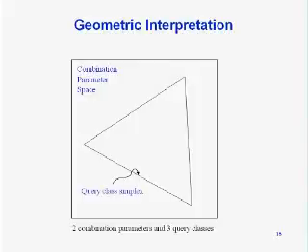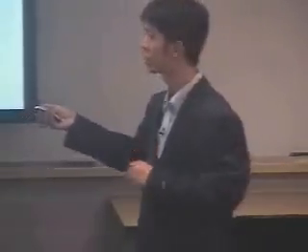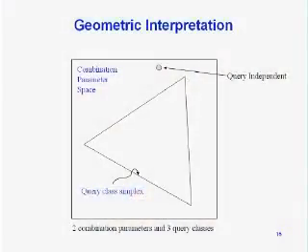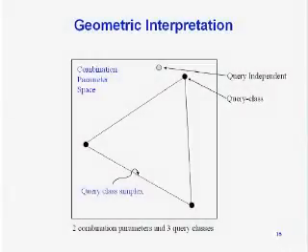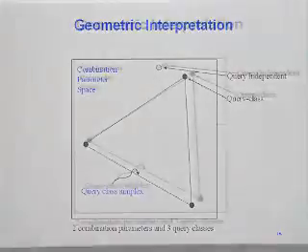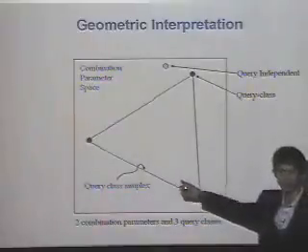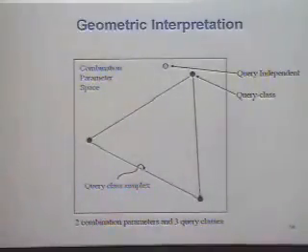So in this graph, I'm trying to visualize the difference between the methods we discussed before. The rectangle here means a space of 2 different combination parameters. And the triangle here means a simplex of 3 query classes. If we are doing the query independent combination, it means we only choose a fixed point in the combination parameter space. And if we are doing the query class combination, we are basically choosing a corner of this query class simplex. So it's not very flexible, but it's a little bit more flexible than the query independent combination.